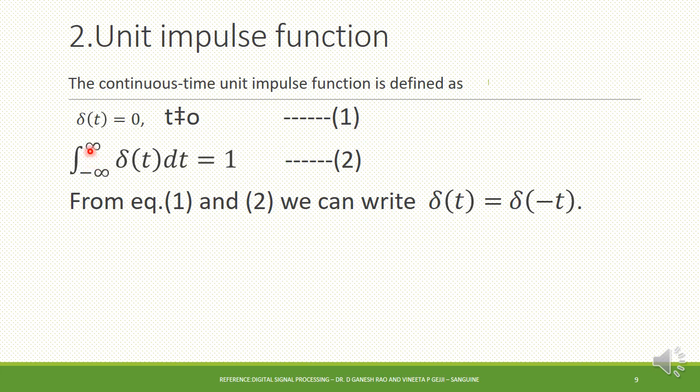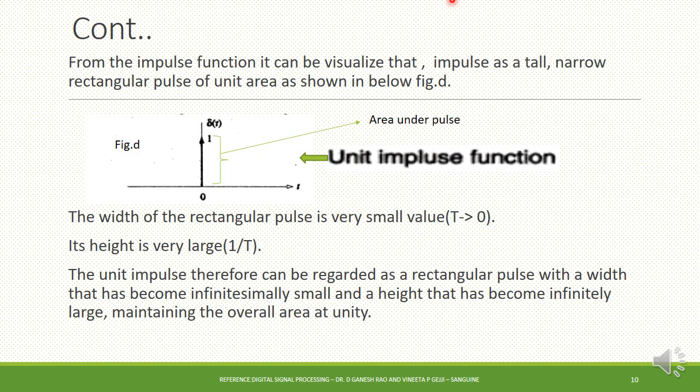And next one is the integral from minus infinity to plus infinity of delta t. That means when you are taking the integration of this, its value is equal to 1. This is the second equation. By combining this, we can write that delta t is equal to delta of minus t. So delta t is an even function.